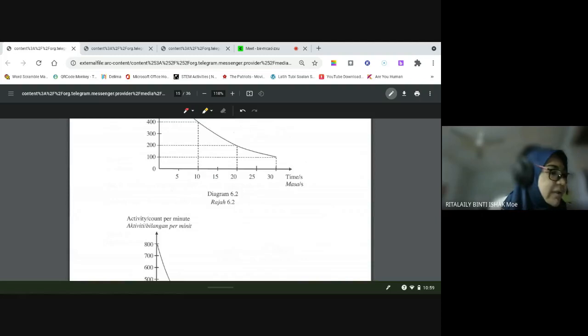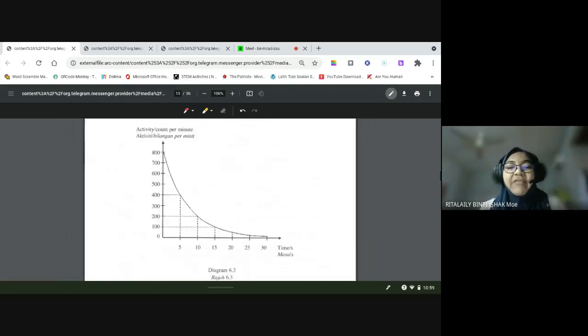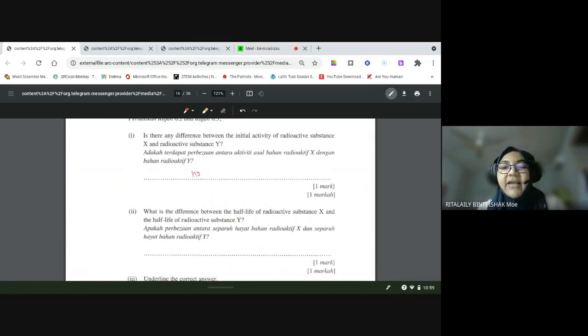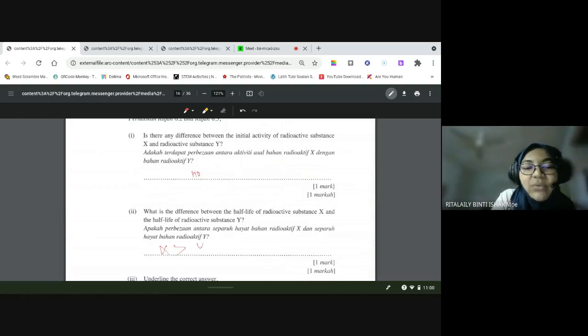X longer than Y. Okay, so half-life of X is longer than Y, or half-life of X is bigger than Y. So dia walaupun dia kata difference kan, tapi dalam kes ni dia bukan nak beza dari segi jumlah tau. Dia nak tengok perbezaan. So beza dia X bigger than Y. Tapi jangan jawab macam ni. Kena tulis dengan ayat lengkap. Half-life X is bigger than Y.